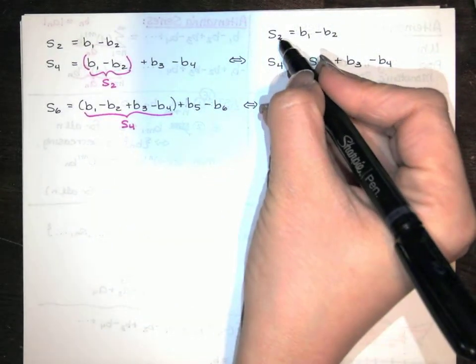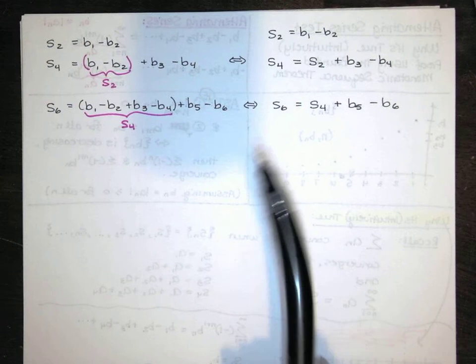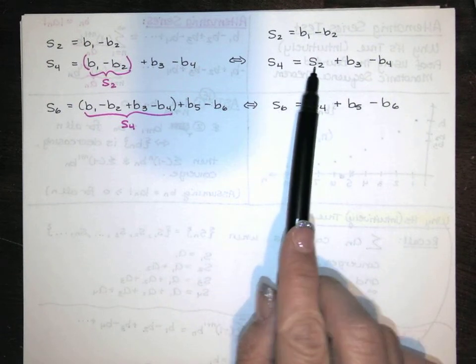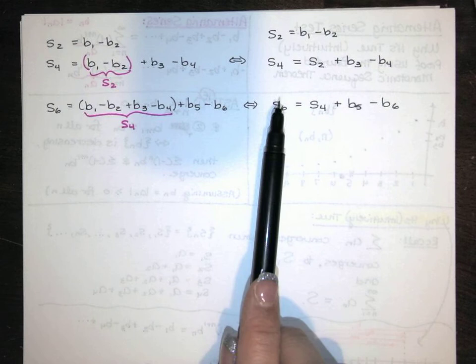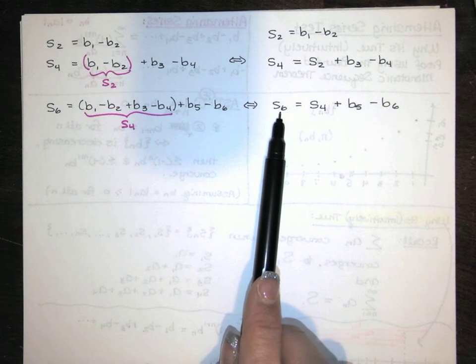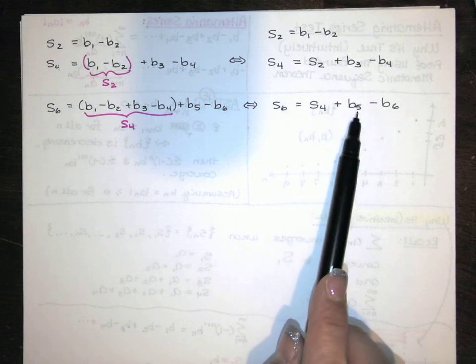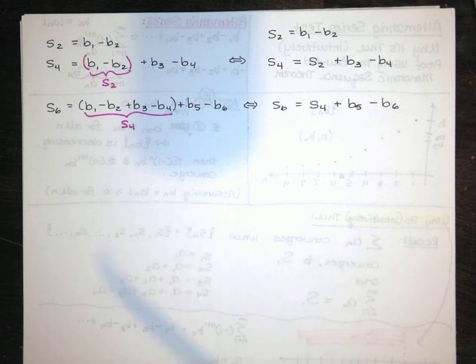So we notice when we have a 2, a 4, and a 6 here, when this is 4, I get the second partial sum plus B sub 3 minus B sub 4. When this is 6, the subscript is 6, I get the fourth partial sum plus B sub 5 minus B sub 6.